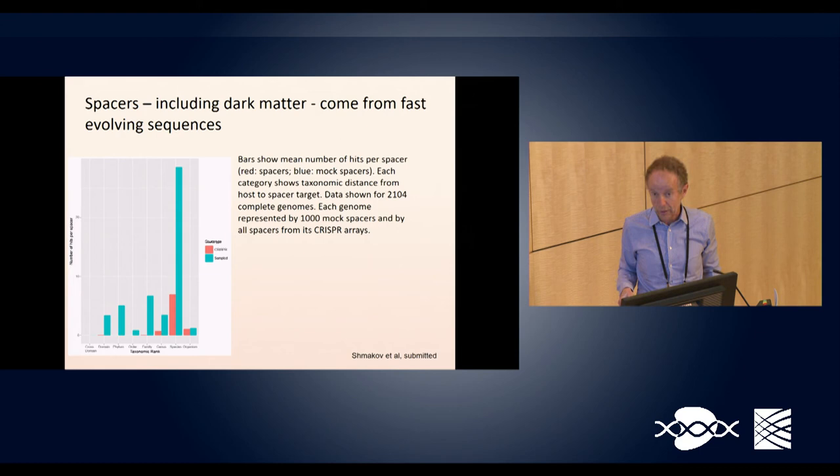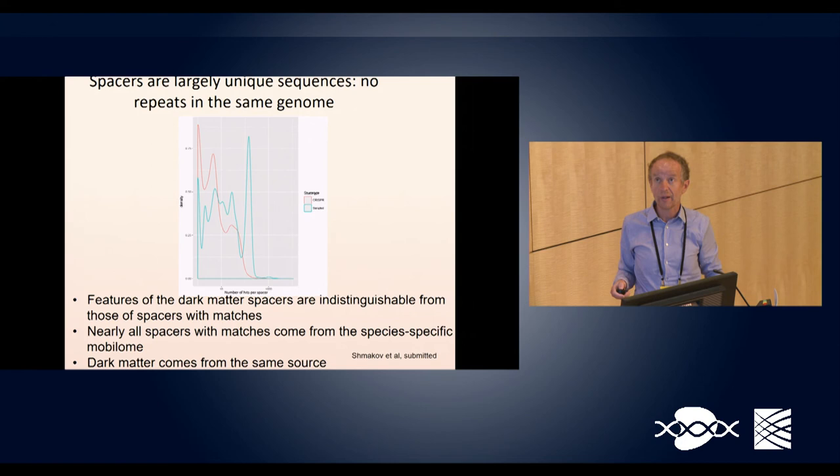So what we see here is that CRISPR spacers are basically limited to closely related genomes, whereas random mock spacers, so to speak, come from all kinds of sources. And we also find that spacers are largely unique sequences, no repeats in the same genome. So what I conclude here is that the features of the dark matter spacers that we can analyze are indistinguishable from those of spacers with matches.